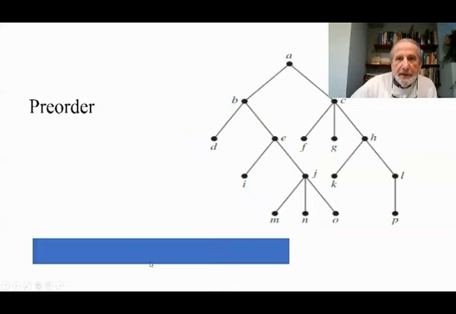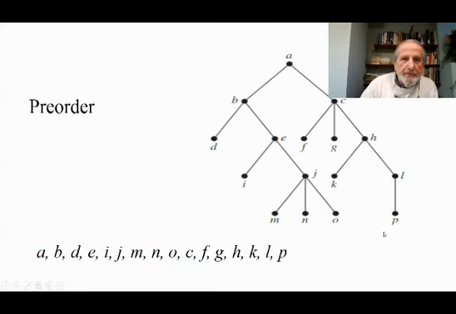Okay, let's apply now this algorithm on a more complicated tree, a pre-order. So we're going to go A, B, D, E, I, J, M, N, O, C, F, G, H, K, L, P. Very simple.